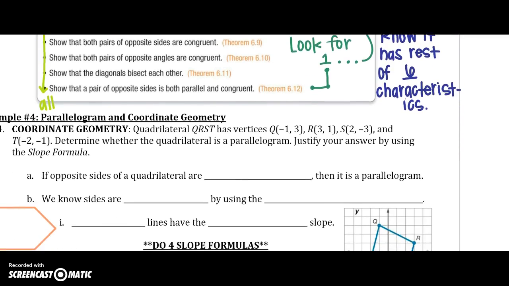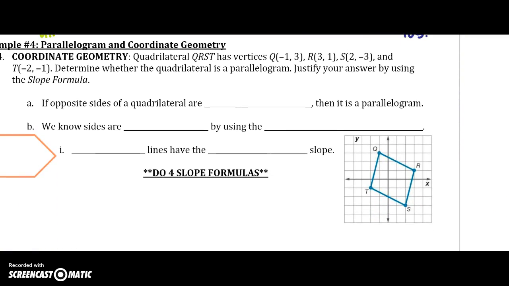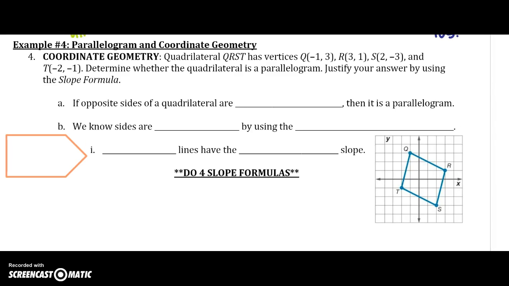All right, last problem, our coordinate geometry. A quadrilateral, we have QRST with the vertices. Determine whether the quadrilateral is a parallelogram. Justify your answer by using the slope formula. So you'll be given different instructions on how to solve. If opposite sides of a quadrilateral are parallel, then it's a parallelogram. We know that the sides are parallel by using the slope formula.